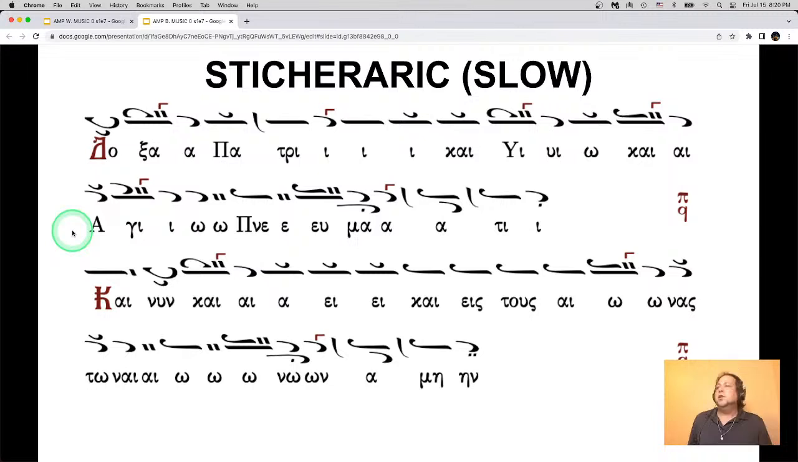So notice how it goes Ga, you have Ga, you have Ni, and you have Ba. You have some others in third mode, but that's the three big heavy hitters.